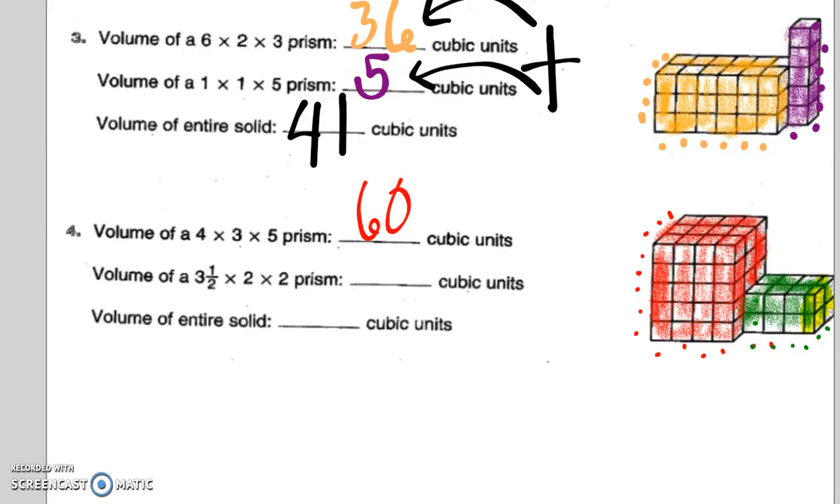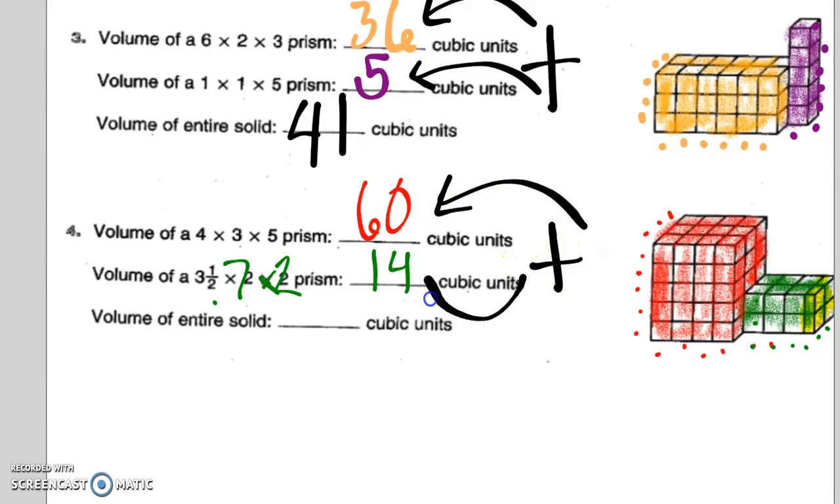Let's think this out. 3.5 happening twice. So 3 happening twice would be 6. A half happening twice right here would be 7. And then we're going to multiply that 7 by 2. We're going to get a total of 14. And one more time, repeat after me. This is additive volume. We're going to add the two volumes together. 60 plus 14 gives us a total volume of 74 cubic units.